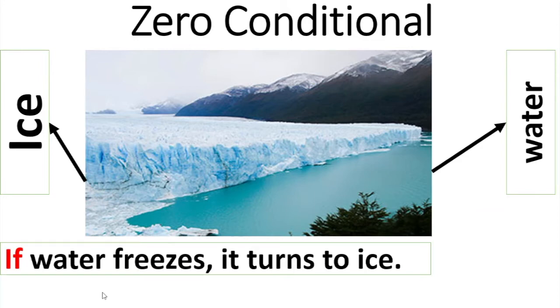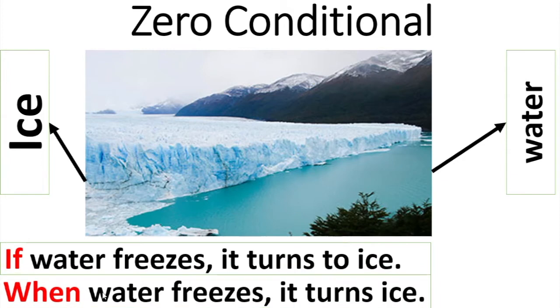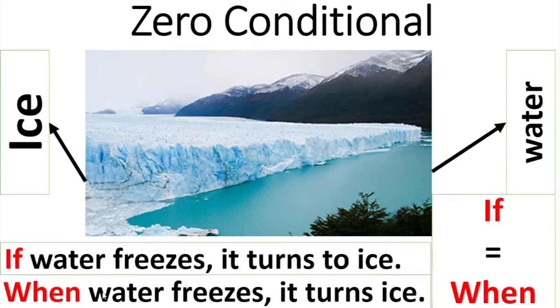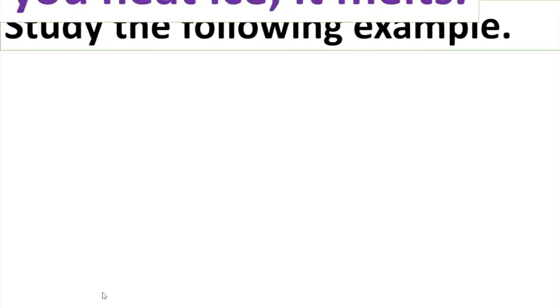Look at the two main verbs in the two parts of the conditional sentence, freezes and turns. If water freezes, it turns to ice, right? Or we can substitute if with when. We can make up for if by using the alternative that is when. When water freezes, it turns to ice, right? Both if and when are the same in this context, right? Now, study the following examples as well.